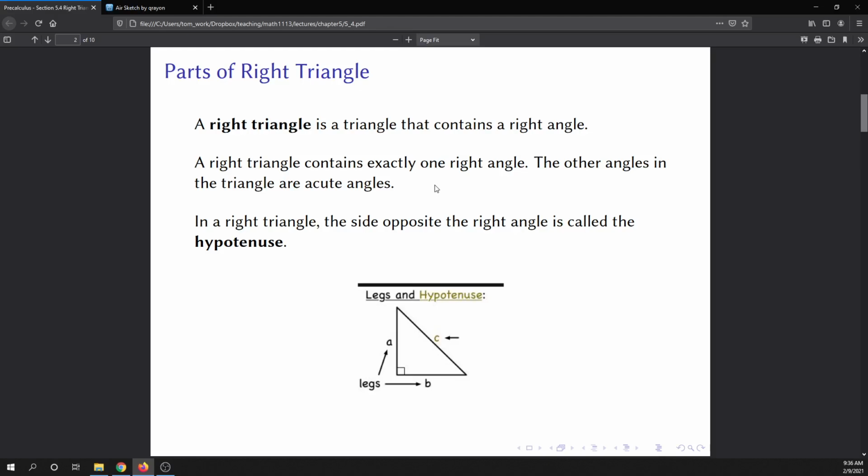In a right triangle, as pictured here, you've got one side that's opposite the right angle, and that's called the hypotenuse. So here C is the hypotenuse. That is always going to be the side that's opposite the right angle. The other two sides are called the legs of the right triangle.